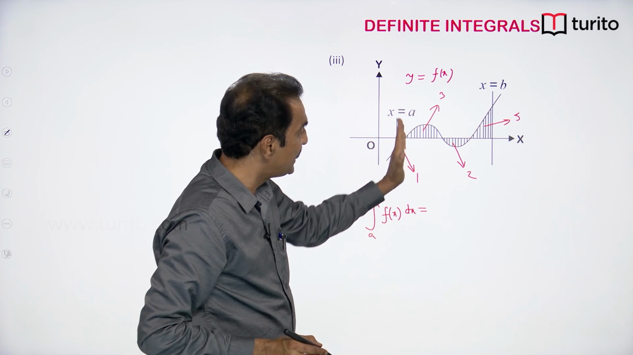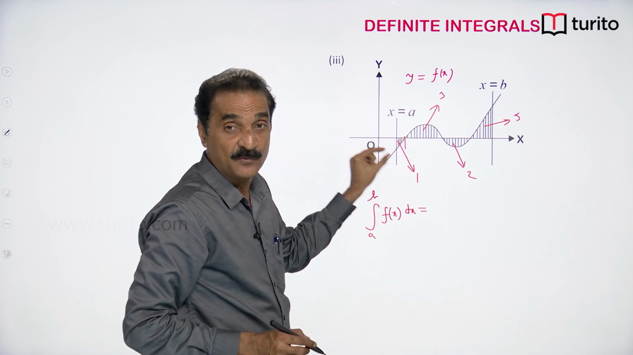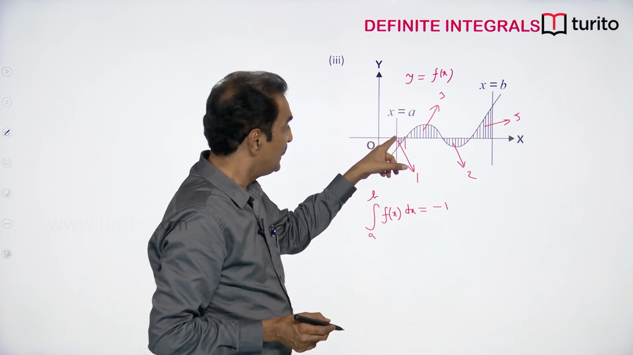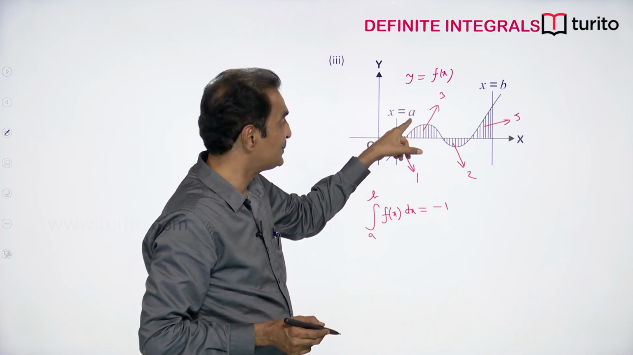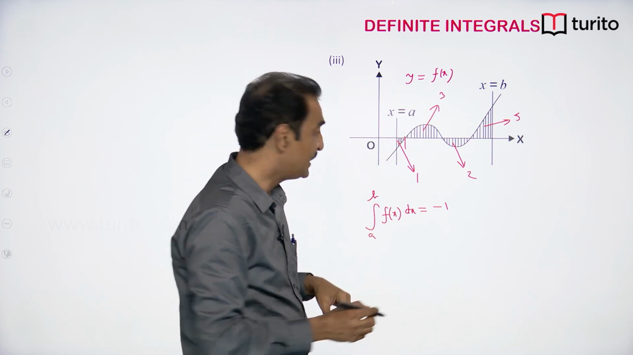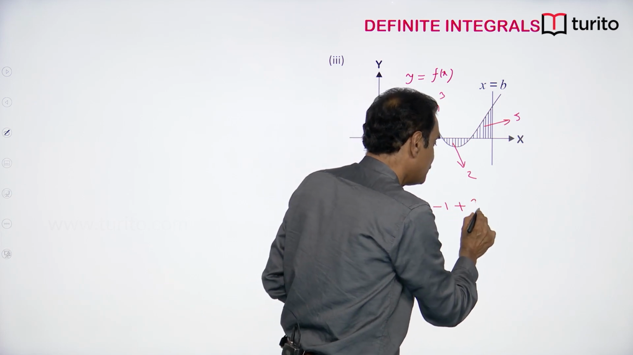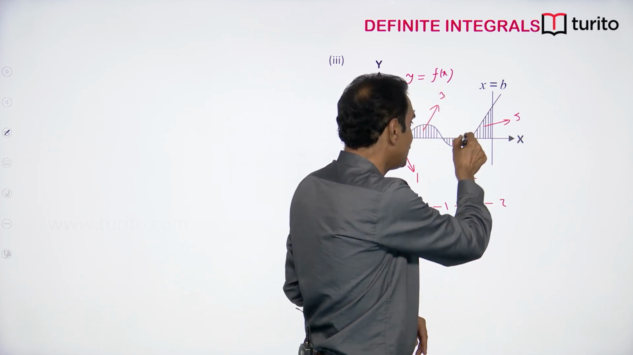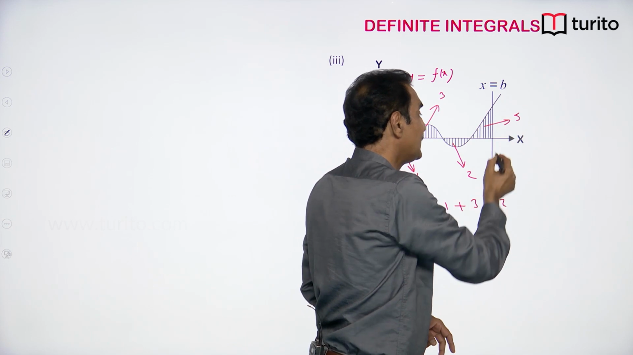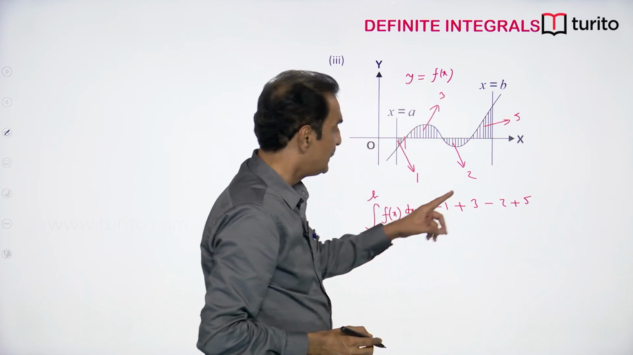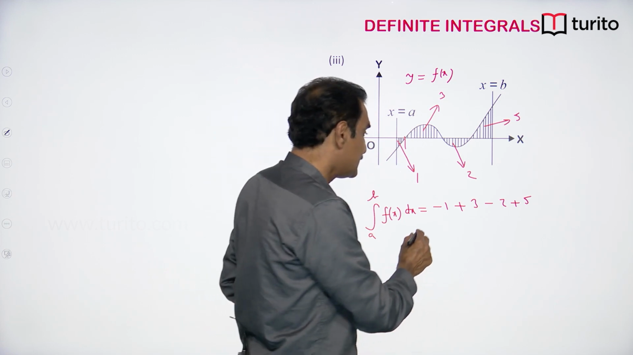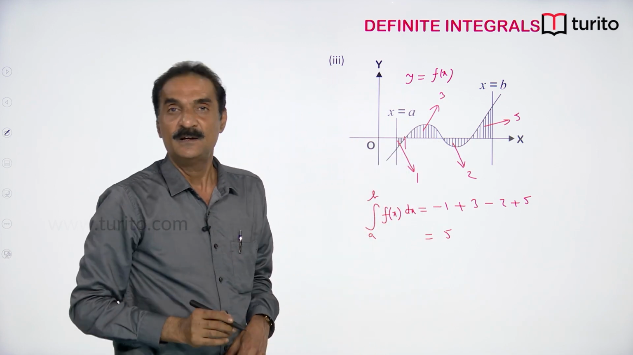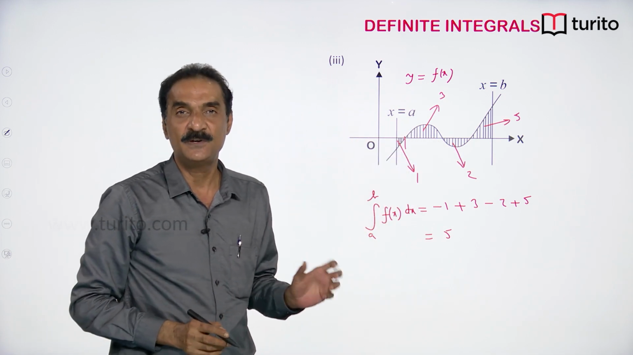From here to here, the actual area is 1, but you will get a negative sign while calculating the integral. So, you will get minus 1, and from here to here the sum of the values is equal to the area, you will get plus 3 because the curve is above the x axis. Again, since the curve is below the x axis, you will get this definite integral as minus 2. Next, you will get plus 5. Then what is the value of this definite integral in this case? 5. Definite integral from a to b f of x dx is equal to 5.